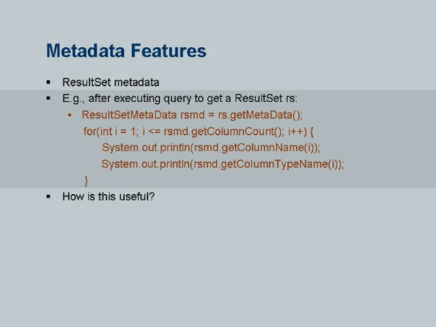On that object, I can step through the columns. It has a column count, how many columns it has. And then I can get the name of the ith column using getColumnName. I can get the type of the ith column by using getColumnTypeName. And then there are a few more. So all of this lets me see the names and types.